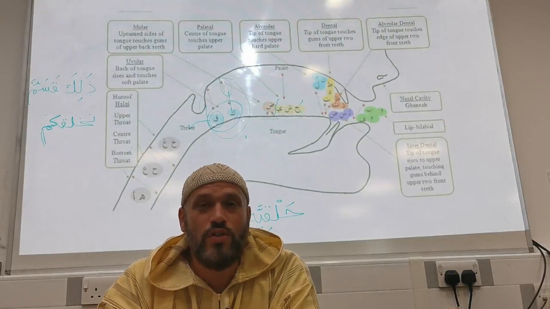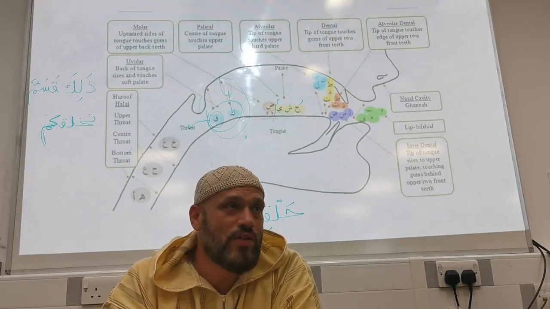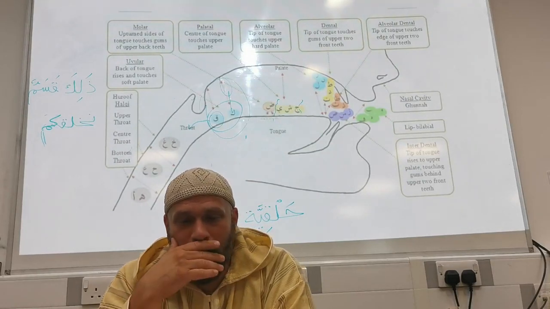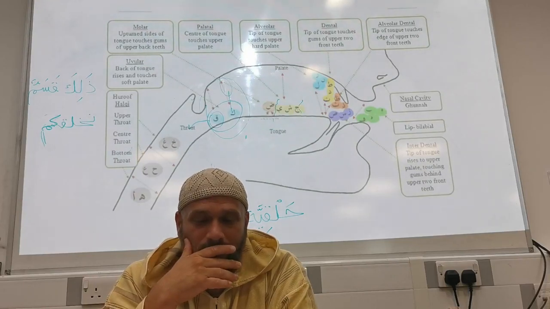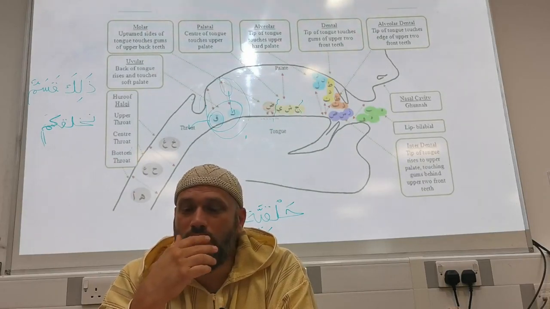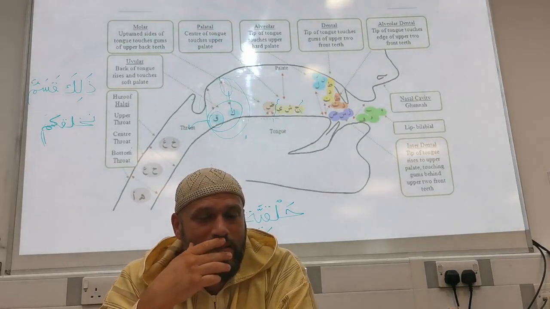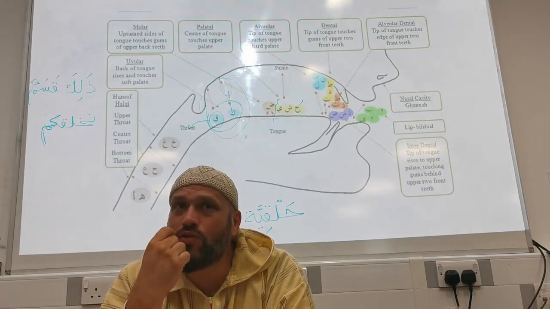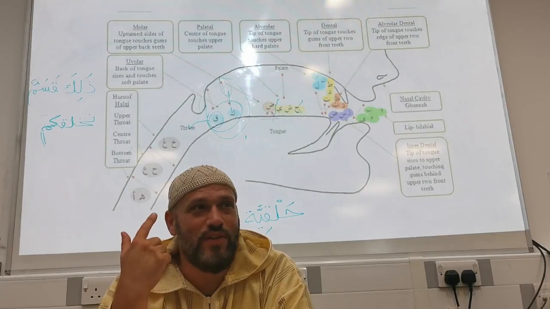We continue. So we have the Dhaad. That's the side of the tongue. Then we have the letter Laam, okay? So the letter Laam, okay? The Laam. This is the nearest part of the side of the tongue to the tip.